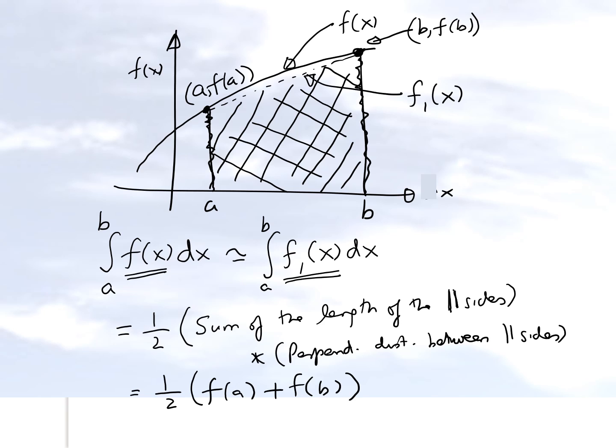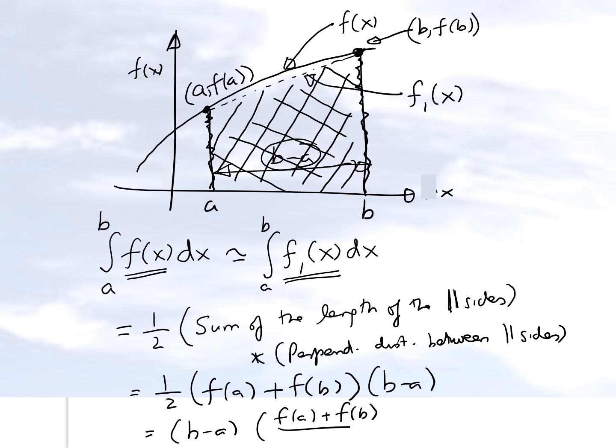And what is the distance between the two parallel sides? If you find the distance between these two parallel sides, it will be nothing but b minus a. So what we can do is write this as b minus a times f of a plus f of b, divided by 2. And that is your single application trapezoidal rule formula.